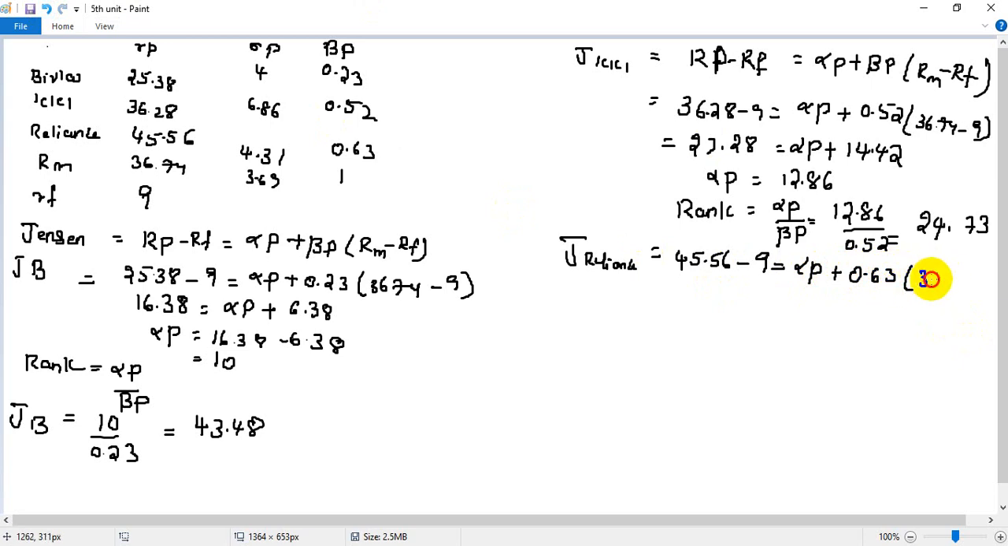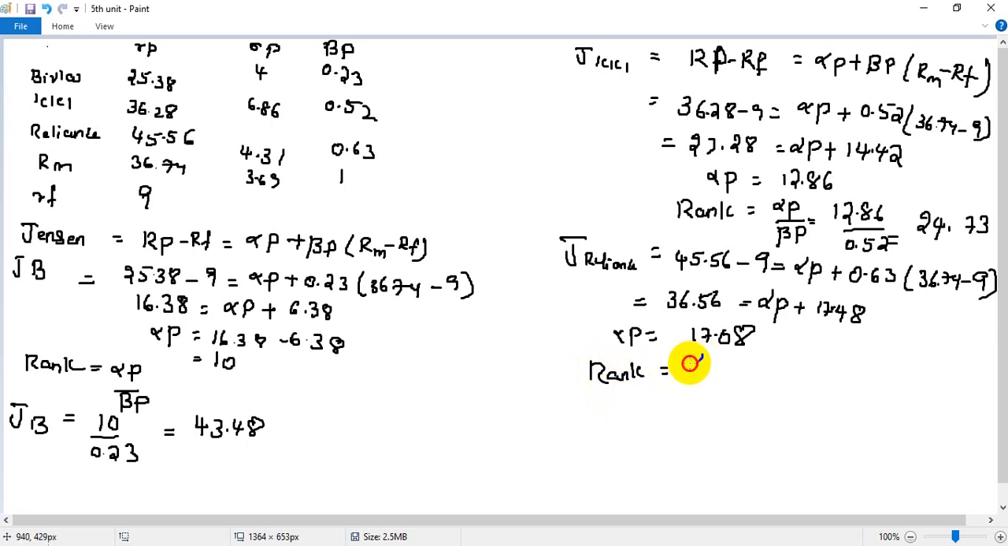Again 36.74 minus RF is 9. So it will come to 36.56 is equal to alpha P plus 17.48. So alpha P will be 17.08 if you subtract that. So your ranking will be like alpha P by beta P.